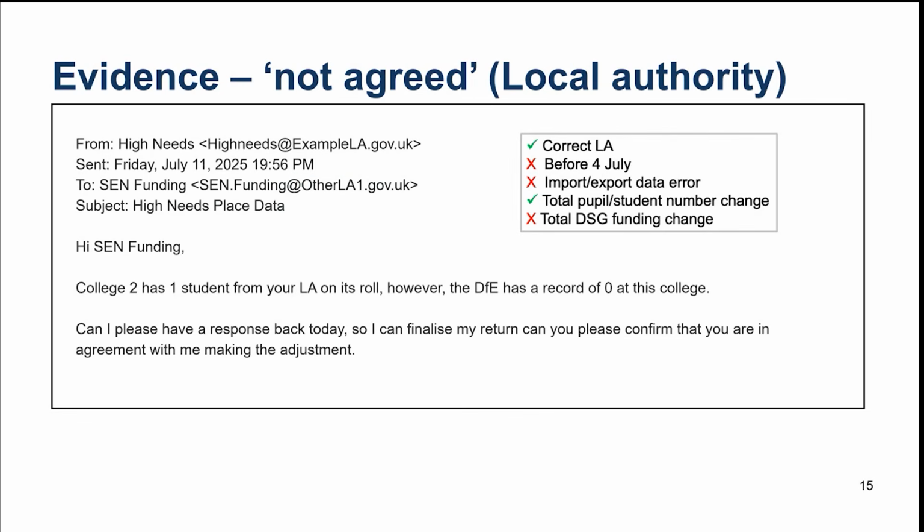Again, unfortunately, not a great example, the local authority evidence in the not agreed change request, and one that we were therefore unable to approve. The local authority here hadn't received a reply, although you'll note that the email was only sent shortly before the final deadline, so no evidence of the communication before the 4th of July. There's also no reference to the import-export adjustment here or potential funding implications. In fact, the heading actually suggests it relates to the high needs places rather than the import-export, which can be misleading for the recipient local authority.